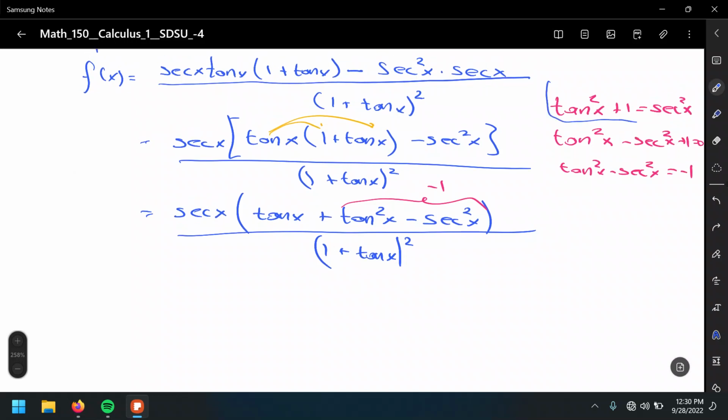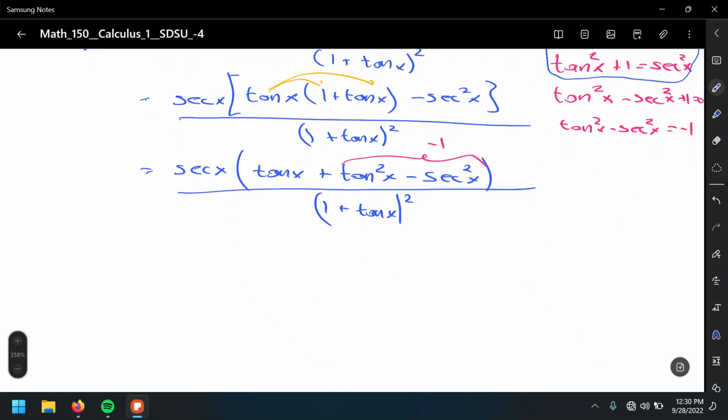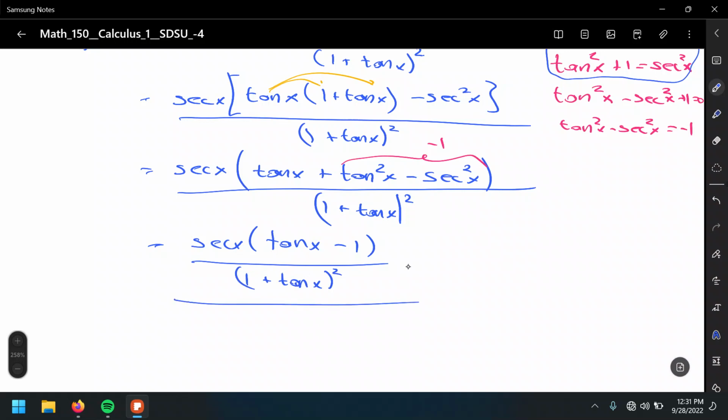Like this one, I'll show you a trick to come up with this identity, because that's identity number 1. We don't use that very often, and if for some reason we need it and we're not provided it on the exam, okay, let me just finish this and I'll show you the trick. So this is secant x tangent x minus 1 over 1 plus tangent x quantity squared, and this is the simplest we can go about the derivative of this function.